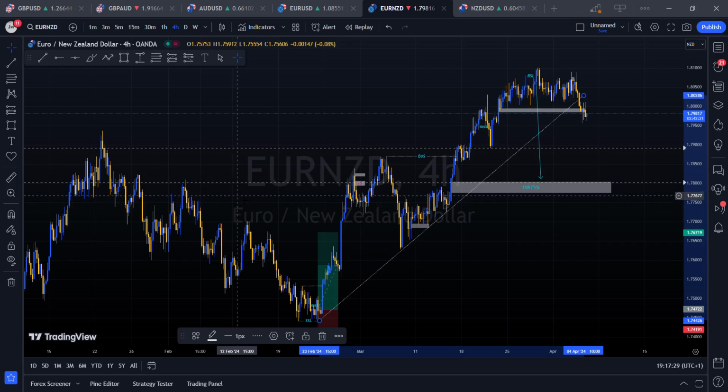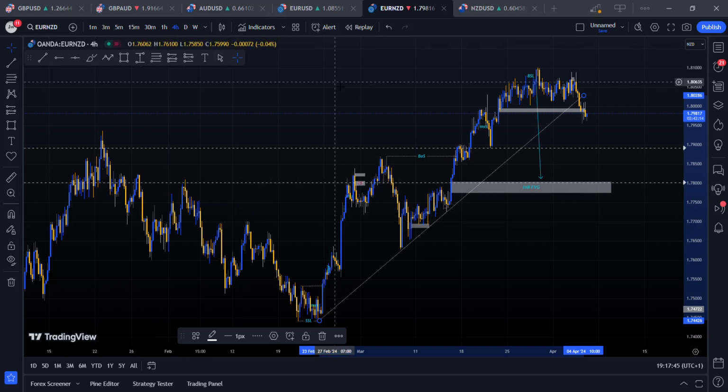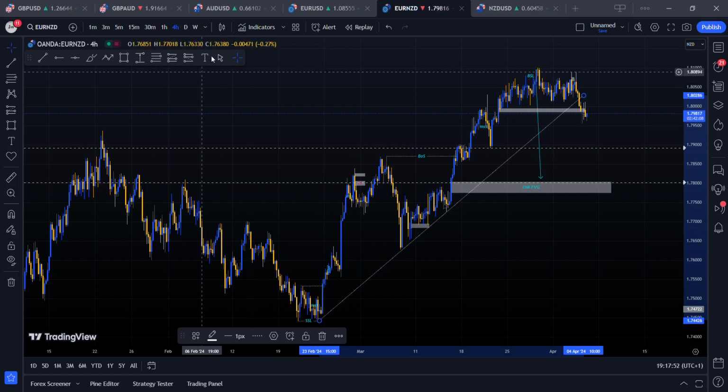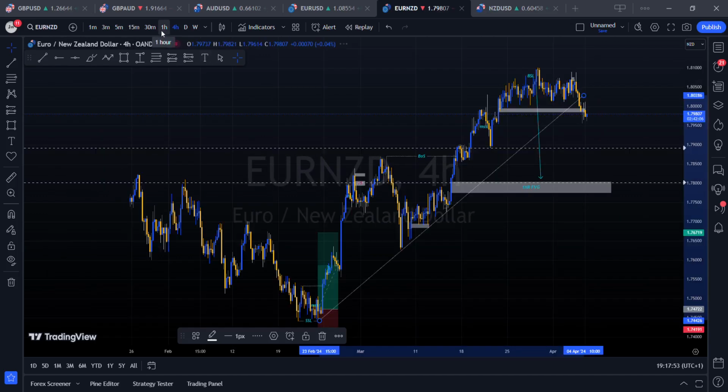What I'll be looking at, guys, is that I always take my entries on the lower time frame. I don't take my entries on the bigger time frame. So currently what I'll be doing is diving deep into the lower time frame, and here we go.